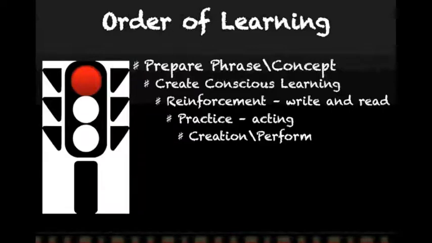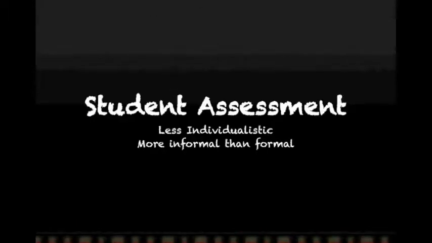After this, we move on to the yellow light learning period, which is reinforcing and practicing the concept or phrase being taught. There are differences between reinforcing and practicing. Reinforcing, which is writing and being able to read the concept either standalone or in a musical context, is more reinforcing. Practicing is, of course, practicing the concept on their own. And after enough practice, the students will move from the yellow light learning into the green light learning, where they have their own right to create and perform the music.